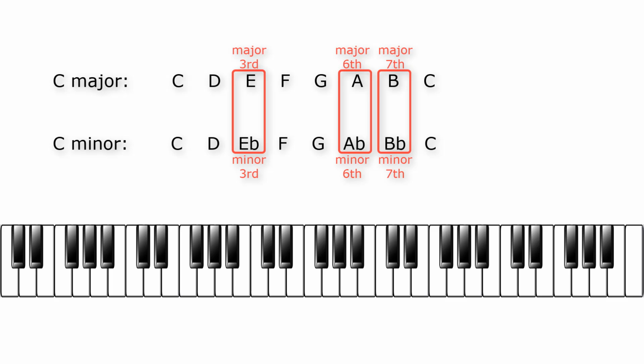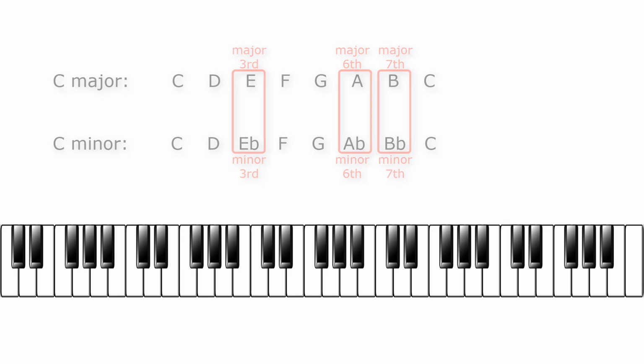So when I say major 3rd, minor 3rd, etc., I can refer to the interval, but also to the note, to a specific note in a scale. So for example, the major 3rd in the key of C is the E. The minor 3rd in the key of C is the E flat, etc.